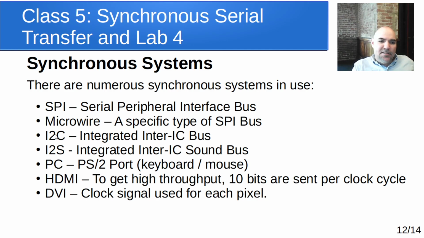So SPI is kind of a standard. Microwire is kind of the same; it's a brand name of SPI. And we're going to look at these more carefully later. But I2C is also a way that chips and devices talk to each other. And inside of that, I2S is like a version of I2C, but deals with sound.